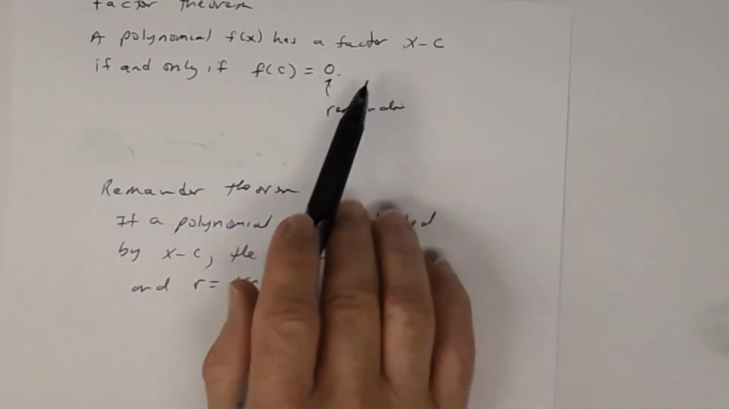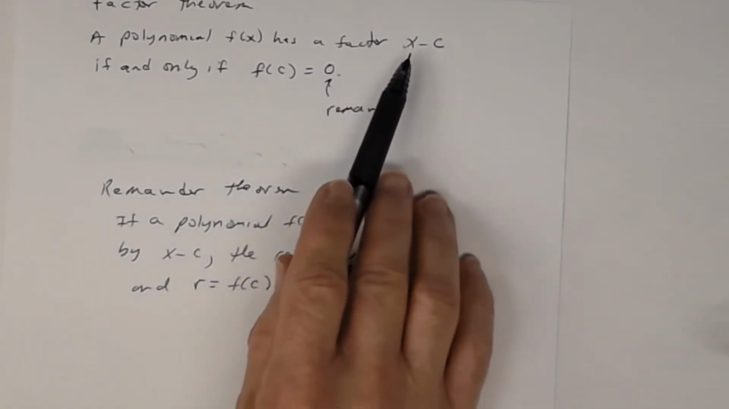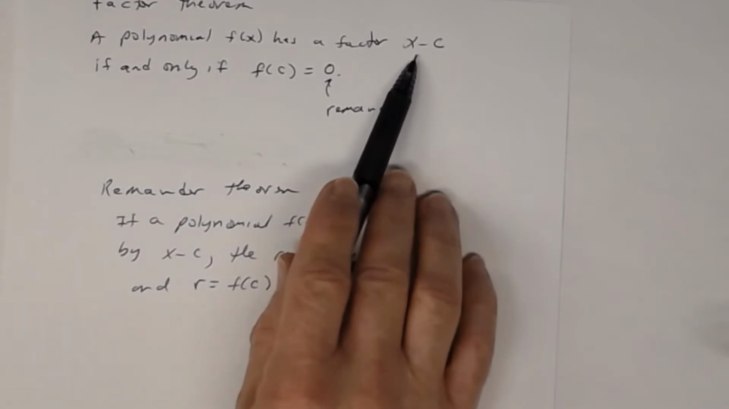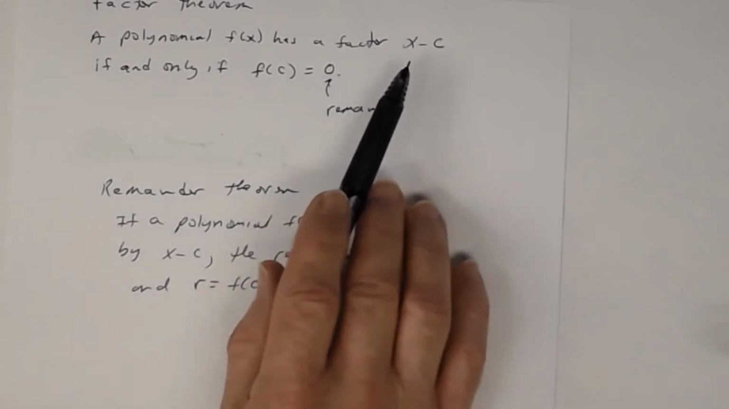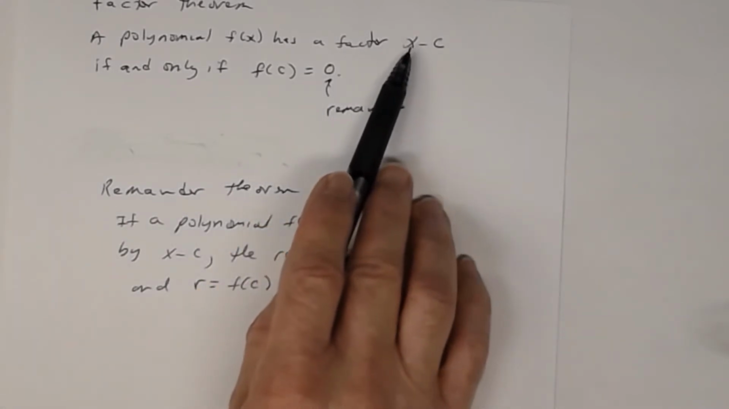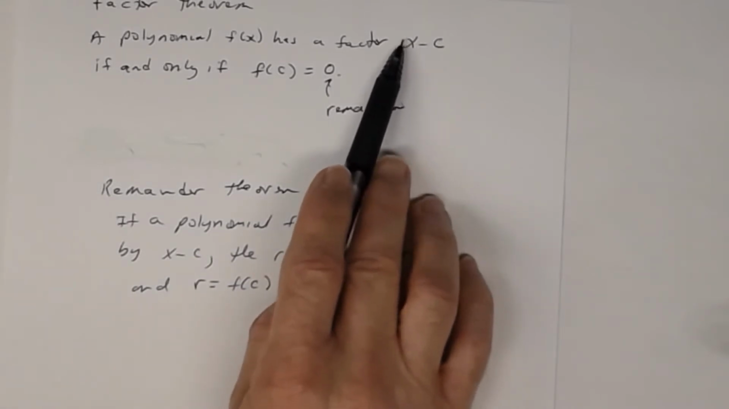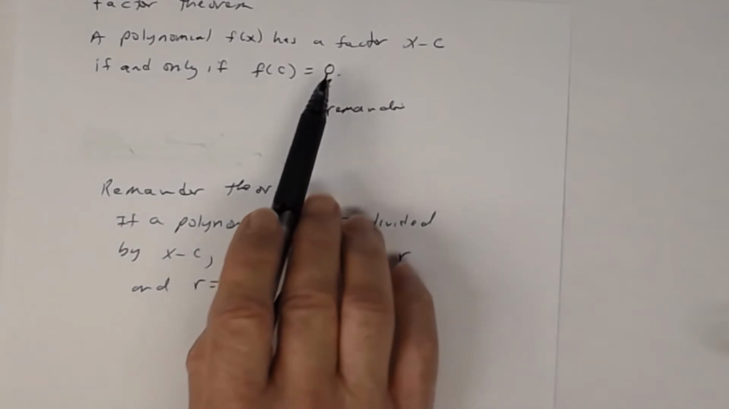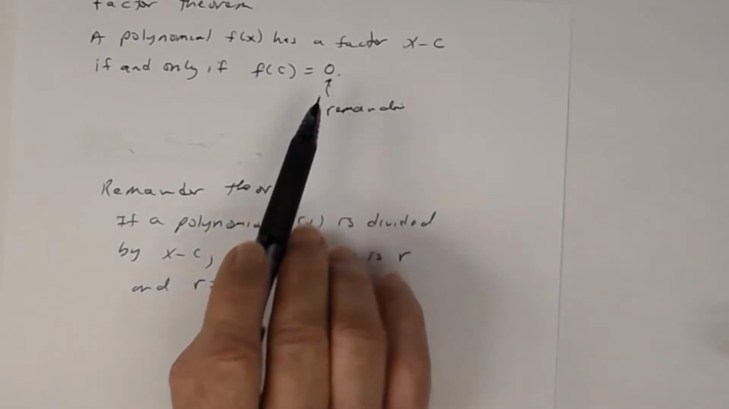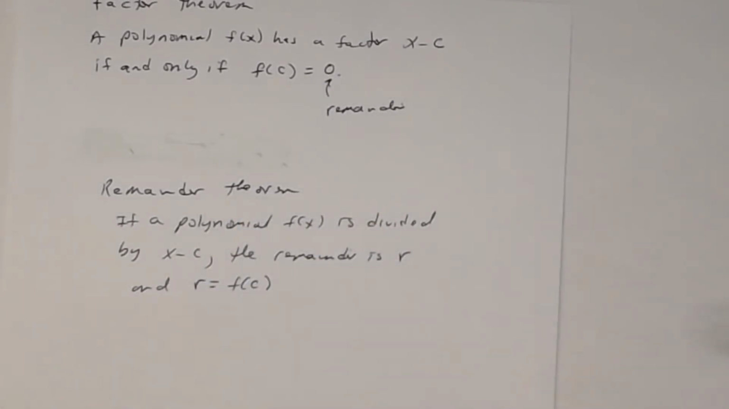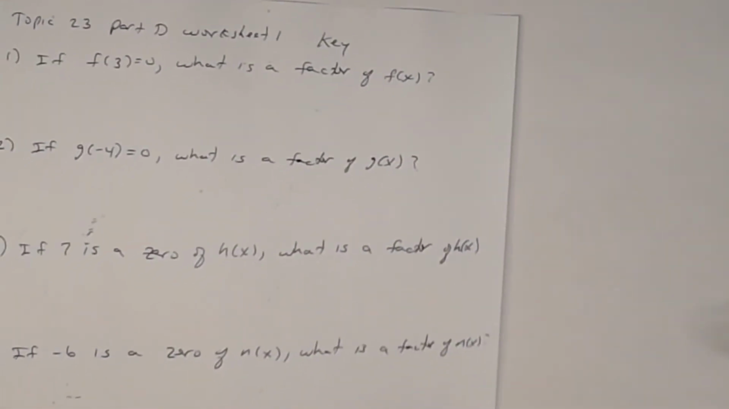But if x minus c is a factor, when you do that synthetic division, I can use synthetic division here because this is linear and the coefficient of x is 1, then the remainder will have to be 0. Okay? All right, so let's see how we can use that idea in number 1. So look at number 1.